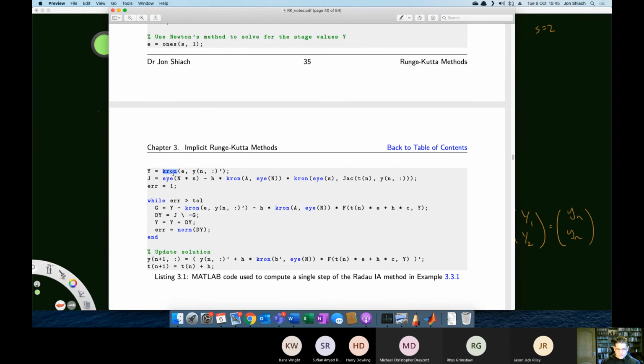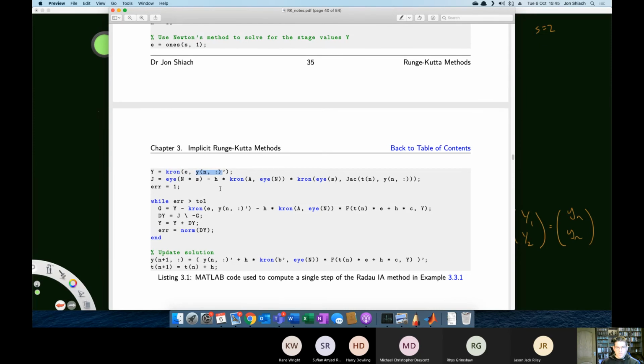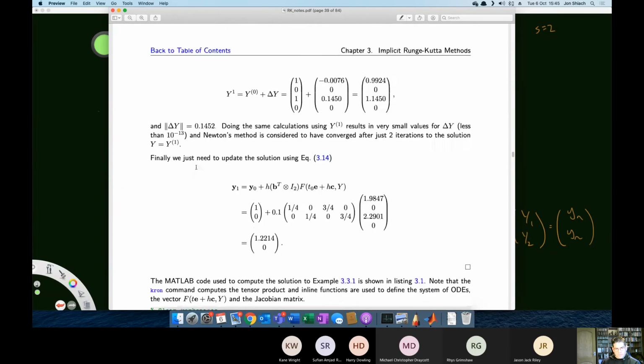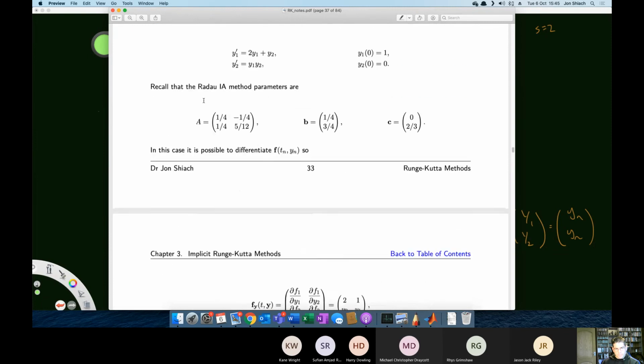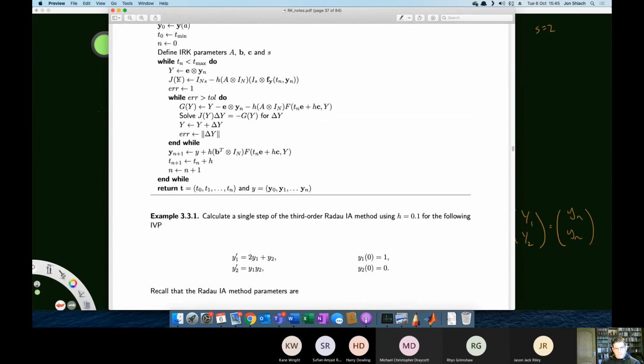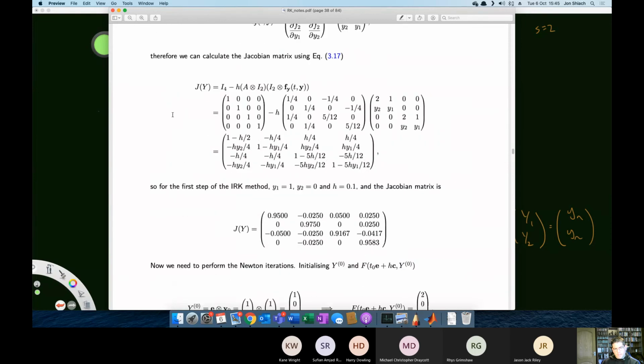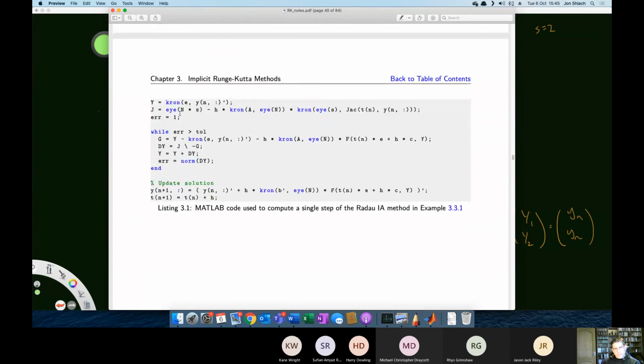So this is a Kronecker tensor product. That was the product between E, which is a vector of 1s, and our current solution yn. This is that Jacobian, so that's J of big Y. So I'm just going to scroll all the way to here. Oh, crikey. Yeah, that's this one here. So notice I'm making use of MATLAB's Kronecker product.